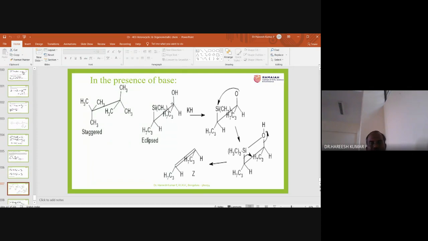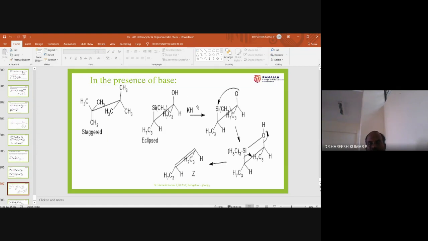So I am taking the eclipsed one. Eclipsed in the sense, you can observe that this is the front carbon and this will be the back carbon. So that means this group, hydroxy, is exactly at the backside of this group. Exactly at the backside of this propyl group, another propyl group is there. So what will happen here?